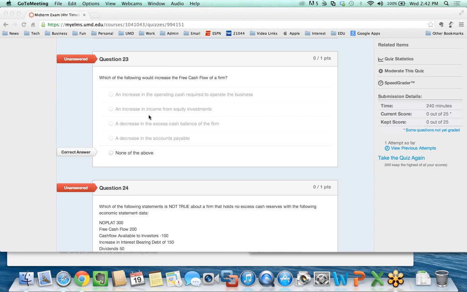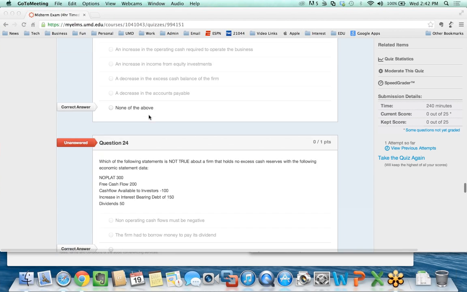A decrease in accounts payable means we're paying our suppliers faster, which means we are using less liabilities in our working capital, so current assets minus current liabilities. We have less current liabilities relative to our current assets. We have more working capital. More working capital equals more investment equals less free cash flow. So the correct answer for 23, by process of elimination, would be none of the above.